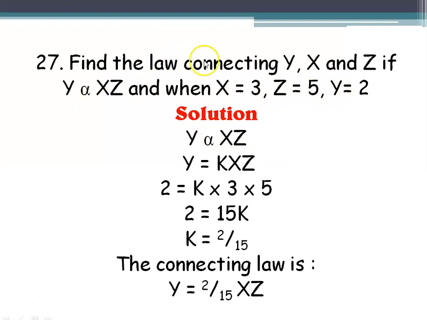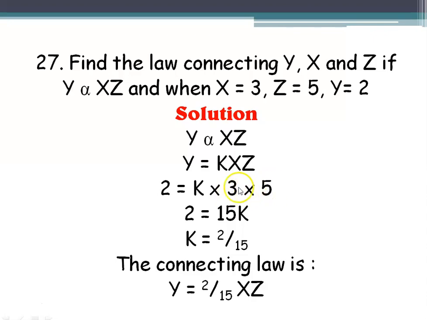Question 27 says, find the law connecting y, x, and z if y is directly proportional to x, z, and when x is 3, z is 5, y is 2. Okay, so this is it. Y is directly proportional to x, z. So I'm removing this sign and replacing it with an equality sign, and then I will introduce my constant. Y is equal to kxz. So putting the values of y, x, and z into this equation, my y is 2, k times x is 3, z is 5. So 2 is equal to k times 3 times 5.